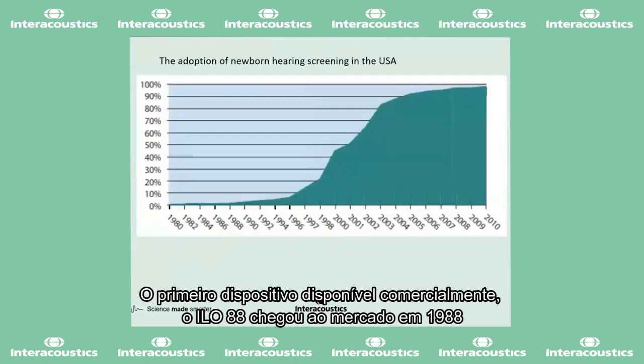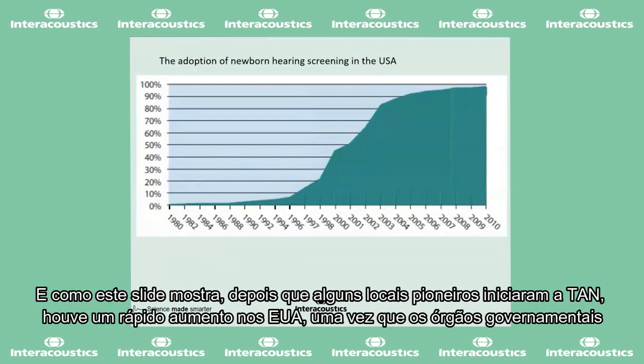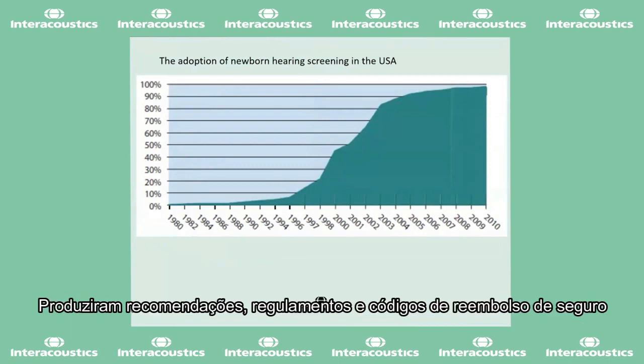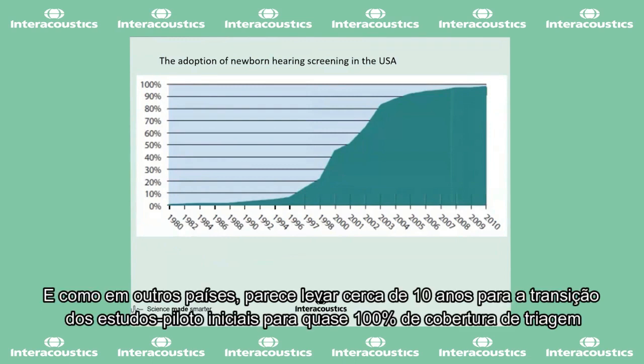Now, the first commercially available device, the ILO 88, arrived on the market in 1988, and as this slide shows, after a few pioneering sites started newborn screening, there was a rapid increase in the USA once the government bodies produced recommendations, regulations, and insurance reimbursement codes. As in other countries, it seems to take about 10 years to transition from the initial pilot studies to near 100% screening coverage.